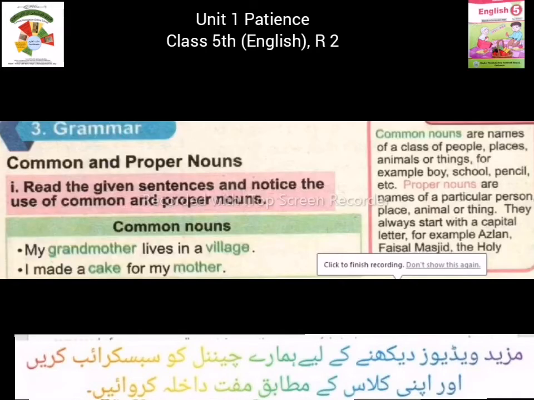Okay, students, next is the part of grammar in which we will study the common noun and proper noun. First, you should know what the common noun and proper nouns are. Common nouns are names of class of people, places, animals or things, for example, boy, school, pencil, etc. And proper nouns are names of a particular person, place, animal or thing. They always start with a capital letter, for example, Aslan, Faisal Masjid, the Holy Quran, etc.